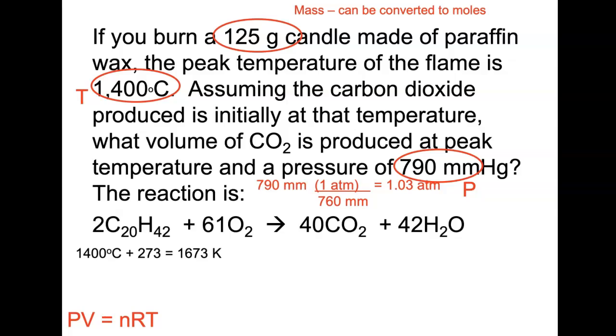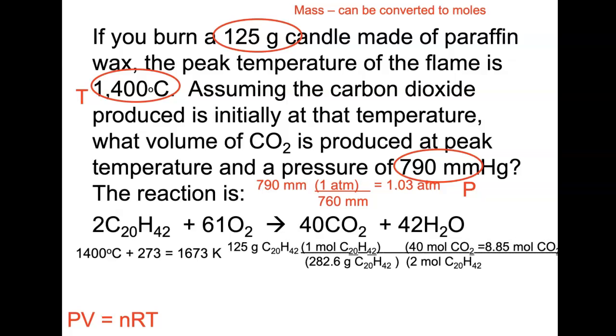And since I've got a pressure, a temperature, and a mass, I'm going to use PV equals nRT. But first, I'm going to have to figure out the moles of CO2. I know my candle's 125 grams. If I burn the whole thing, I can figure out the moles of CO2 by figuring out the moles of C20H42, that's paraffin. And I've got a 40 to 2 ratio of CO2 to paraffin. So that gives me 8.85 moles of CO2. And you can see my CO2 is getting a little bit cut off there.